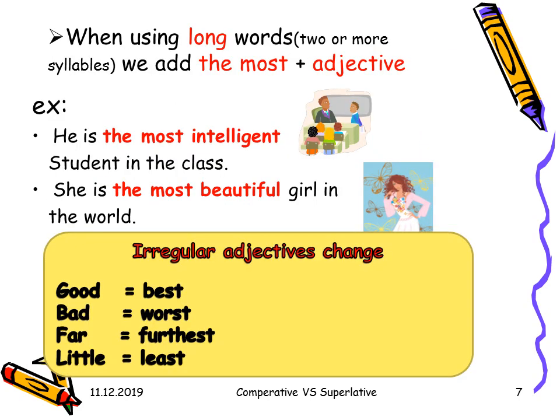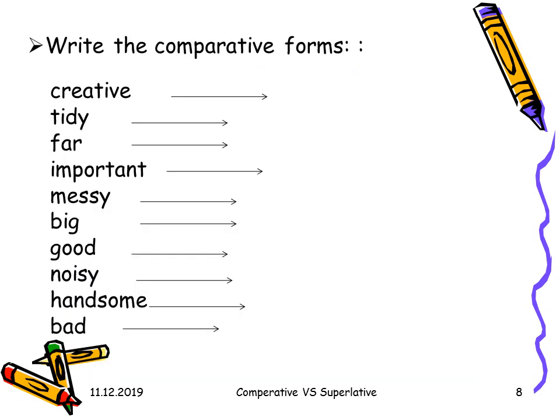Let's move. When using long words, two or more syllables, we add the most plus adjective. Yes, we explained that earlier. Very good. He is the most intelligent student in the class. She is the most beautiful girl in the world. Irregular adjectives change: good, best, bad, worst, far, farthest. Farthest can be with you or a. Both are correct. Little, least.